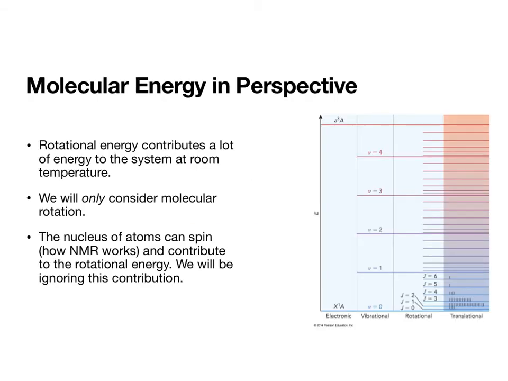So back to this picture, that rotational energy is a contribution to the energy at room temperature. We are only going to consider molecular rotation. The nucleus of the atoms can spin, this is how NMR works, and contribute to the overall energy. We are going to not cover that part. It is in your textbook if you would like to read it. But we're going to just stick with molecular vibrations and molecular rotations, and eventually, with some approximations, translational motion.